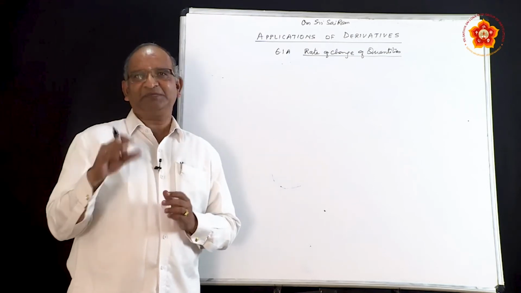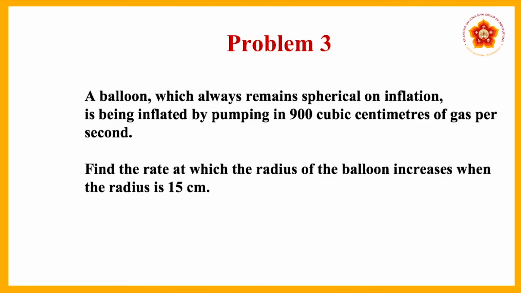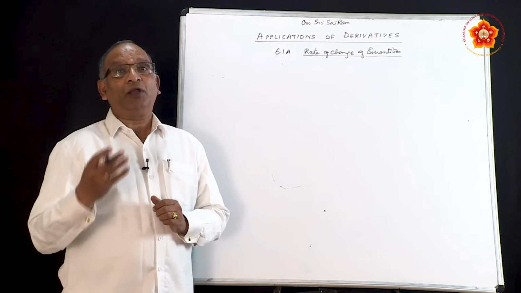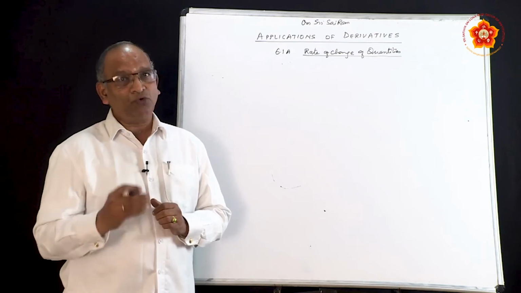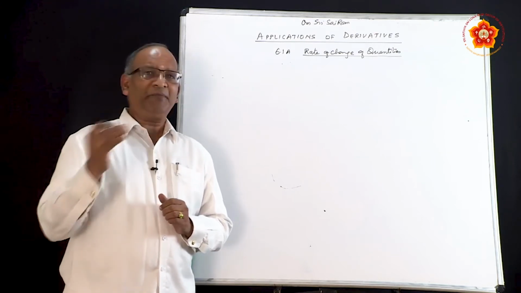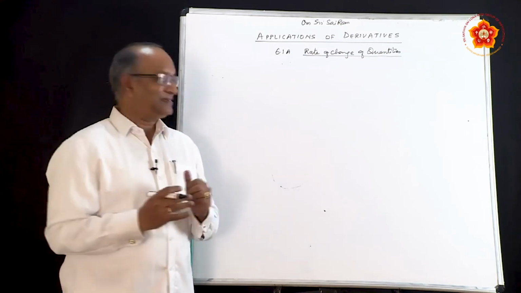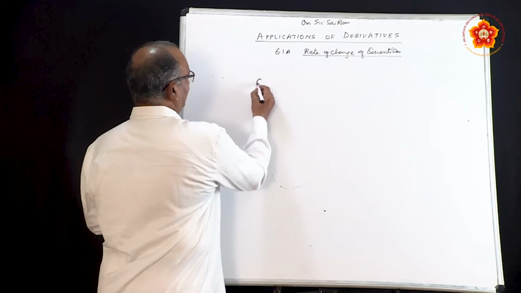So, the problem is based upon that. He says a balloon which always remains spherical on inflation is being inflated by pumping in 900 cubic centimeters of gas per second. What is given? He has given change of volume, 900 cubic centimeters. What do you measure in cubic units? We measure volume. So, it is dV/dt.